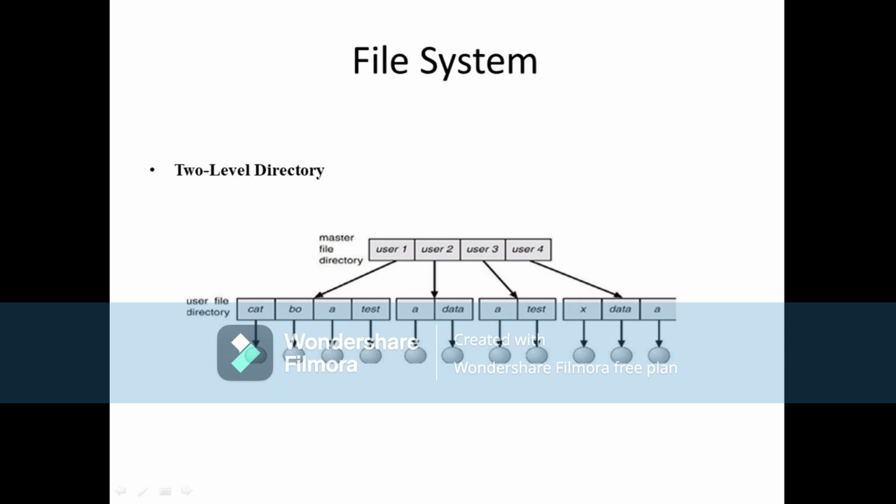Next comes two level directory. In two level directory, the user can have their own folder. So under the root directory, users have their own folders, and under their folders they have their own files. This is known as two level directory.